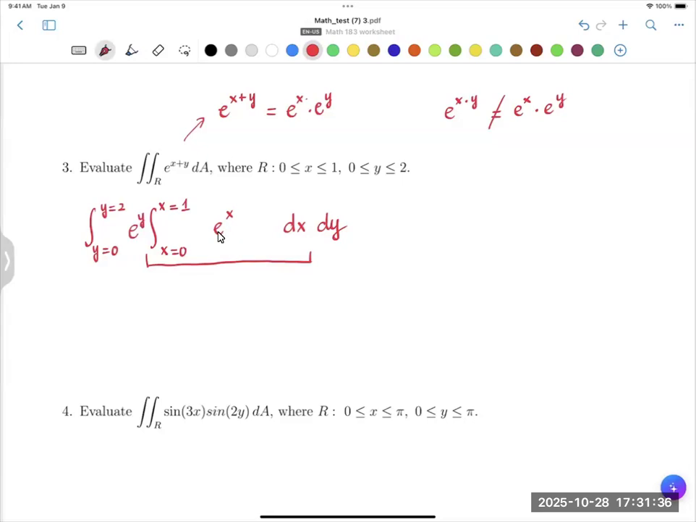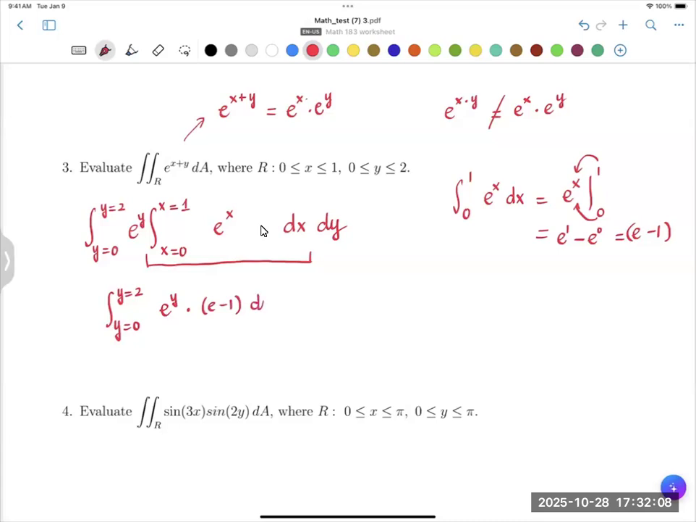And then I will integrate e to the power x. So what is the integral of e to the power x? The integral from 0 to 1 of e to the power x dx. The integral of e to the power x is e to the power x, and then we take it from 0 to 1. Then the answer will be e to the power 1 minus e to the power 0, which is e minus 1. And this is a constant, and we put that back into the integral from y equals 0 to y equals 2, e to the power y times e minus 1 dy.